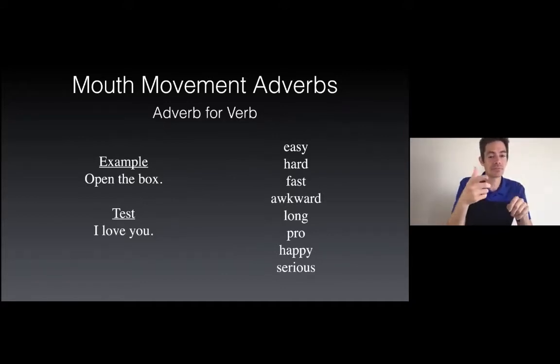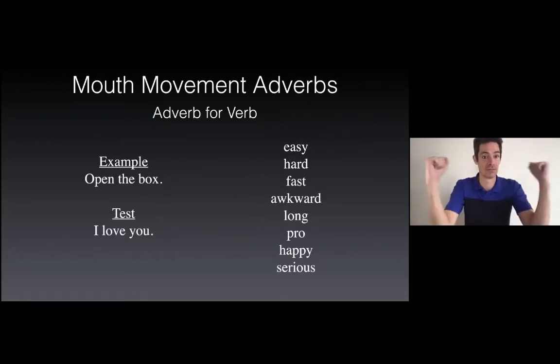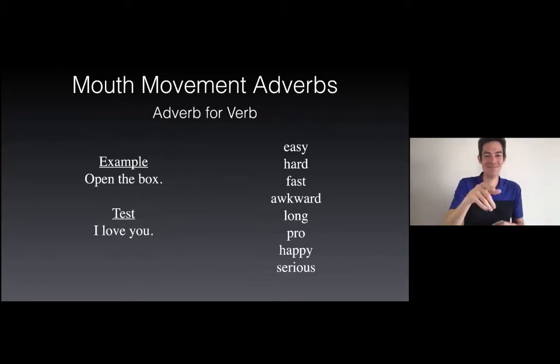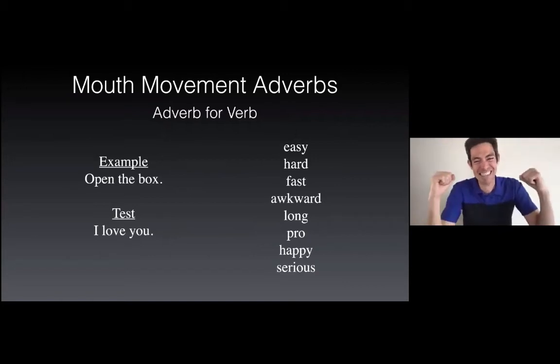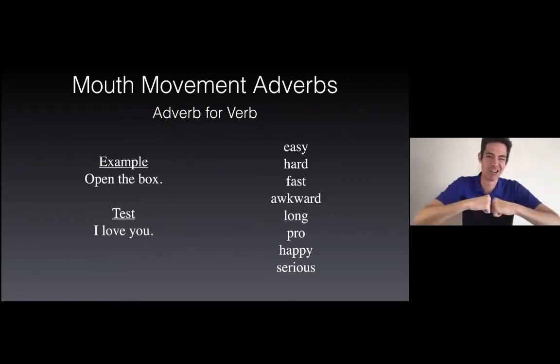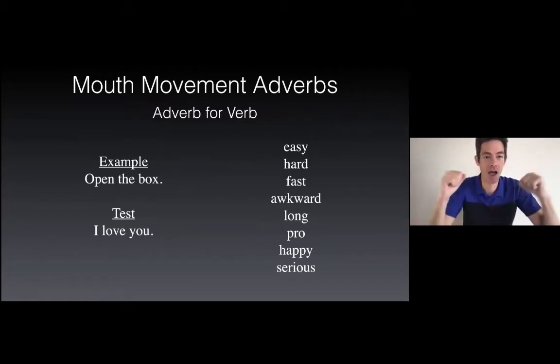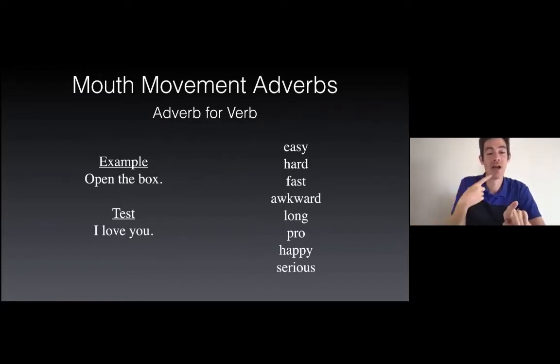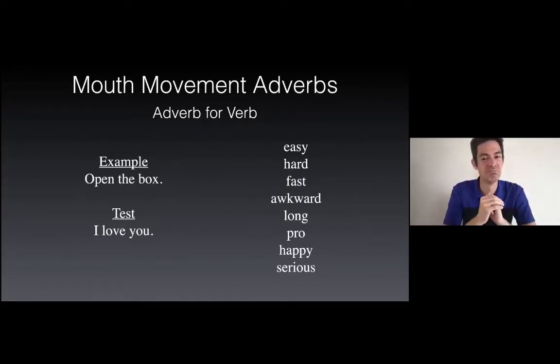Now, as a test, for opening that box, that ASL grammar box, use these, you're opening the box, okay? It's easy, hard, fast. Look at my mouth morphemes. Awkward, long with sta. Okay, long is typically sta. You usually do it double. It's not just once, but the other ones you typically can use just one time. Next, we have the pro mouth morpheme, happy, serious.